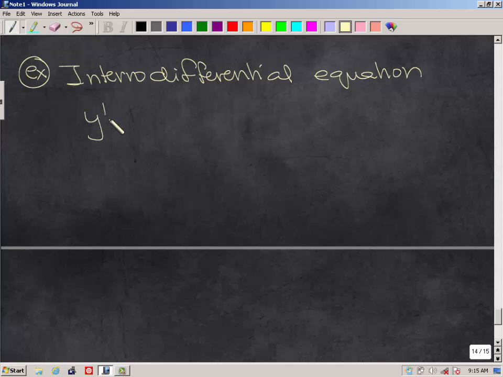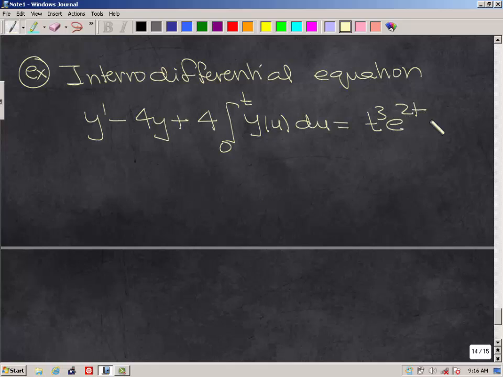So let's say we have y prime minus 4y plus 4 times the integral from 0 to t of y of u du is equal to t cubed e to the 2t, and they've given us some initial condition y of 0 is equal to 0. So you can see this is an equation that has derivatives and integrals. That's kind of interesting, so it's called an integral differential equation. Okay, so let's see how to solve this. We're going to use Laplace transforms.